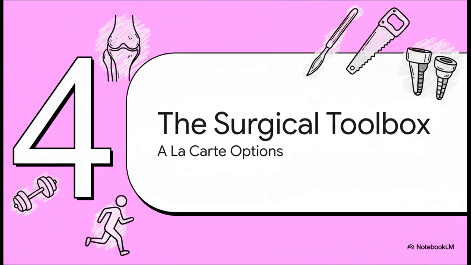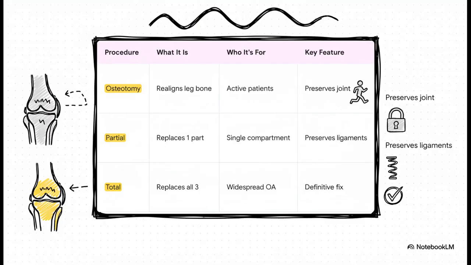But okay, what happens when you've done all that and it's still not enough to give you your life back? Well, that's when we open up the surgical toolbox. And it's not a one-size-fits-all thing. It's much more like an a la carte menu, where the right choice is completely tailored to you, your lifestyle, and your knee's specific pattern of wear. So let's walk through the main options on that menu.